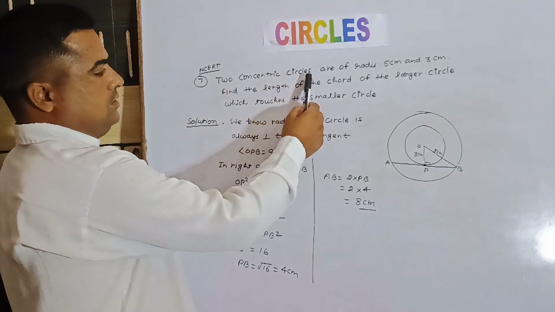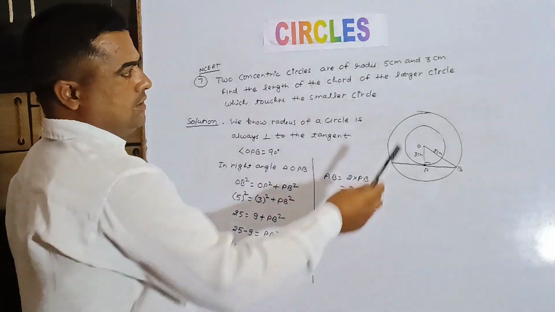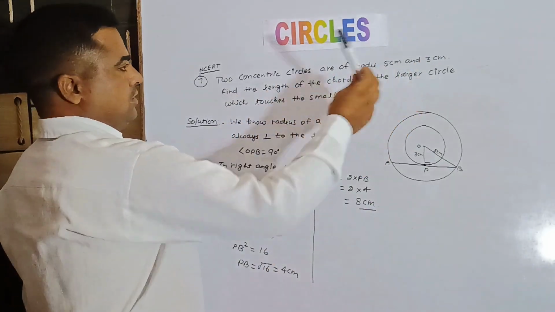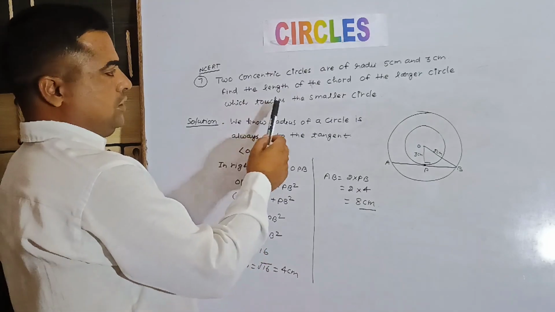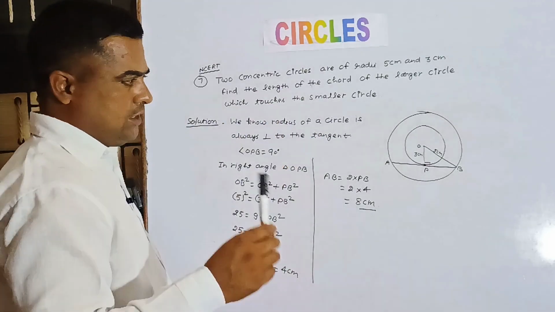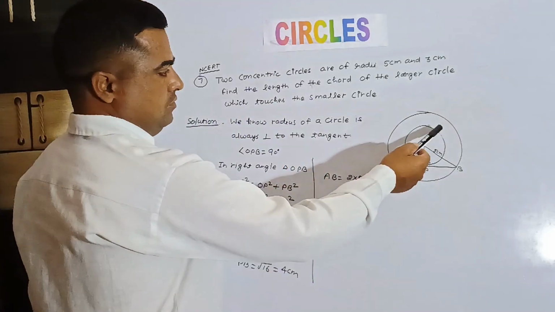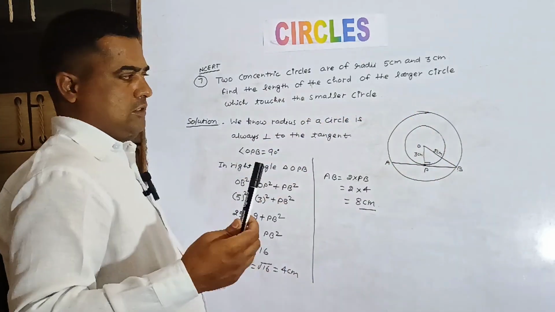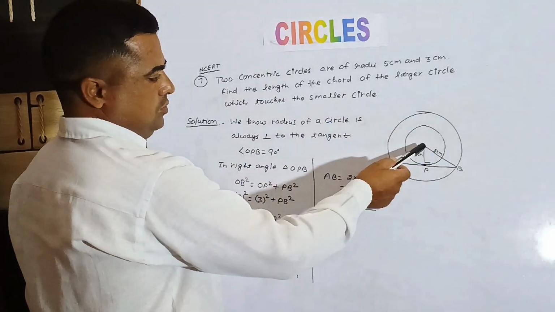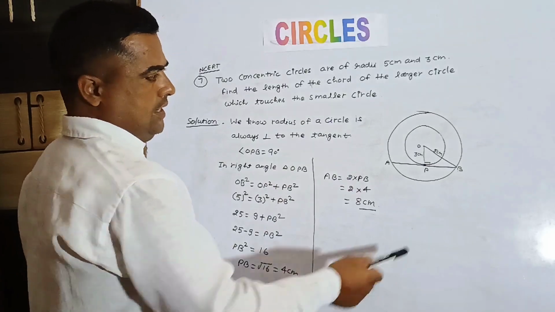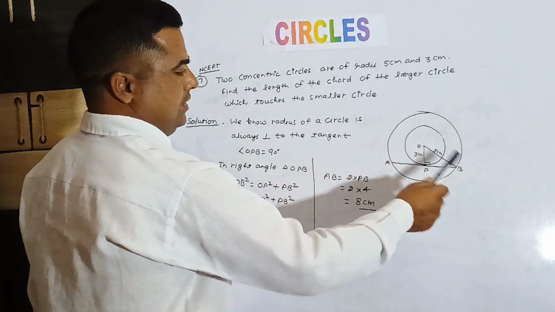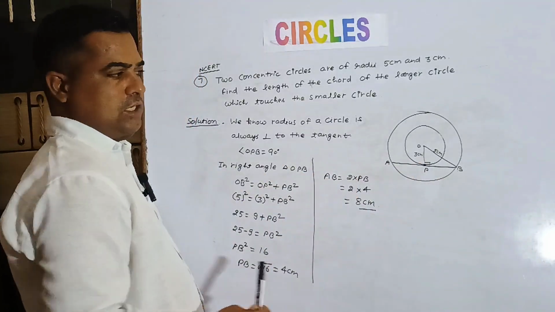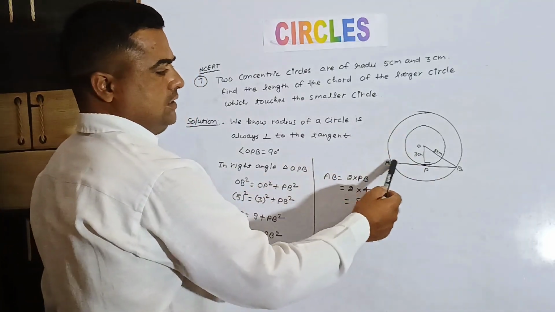Two concentric circles are of radii 5 centimeter and 3 centimeter. Find the length of the chord of the larger circle which touches the smaller circle. Students, we have two concentric circles. One is the smaller one and one is the larger one. The radius of the smaller circle is 3 centimeter and the radius of the large circle is 5 centimeter. So we have to find the length of this tangent of the small circle, and this is the chord of this large circle.